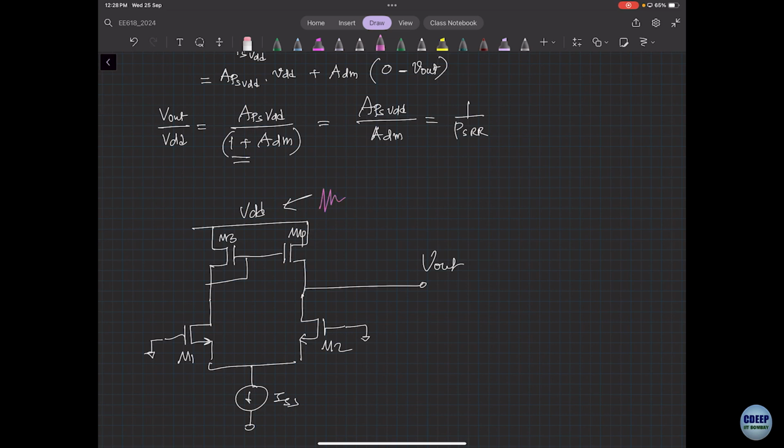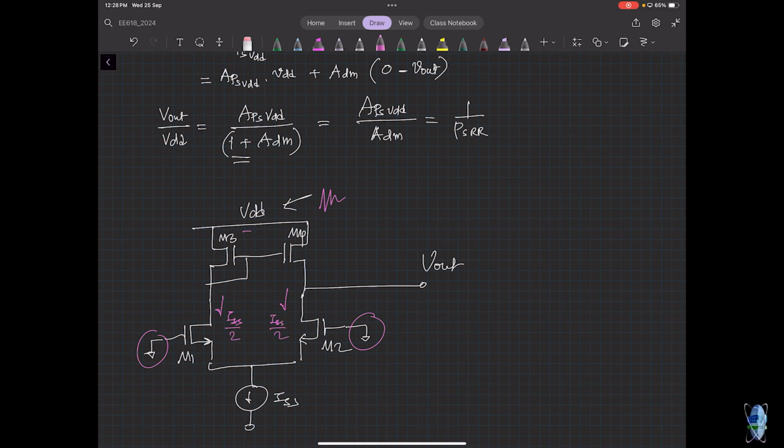Something like this. Now, what's the state of M1 and M2? Not cutoff, it's AC zero. Meaning, it's right in the center. So both are conducting equally, right? Because I'm not applying voltage. No, this zero is like an AC zero. Some DC bias is there because the circuit is actually working. So then both the transistors will conduct equally, correct? And what will be the current here? ISS divided by 2, both sides, right? So it will be equal.